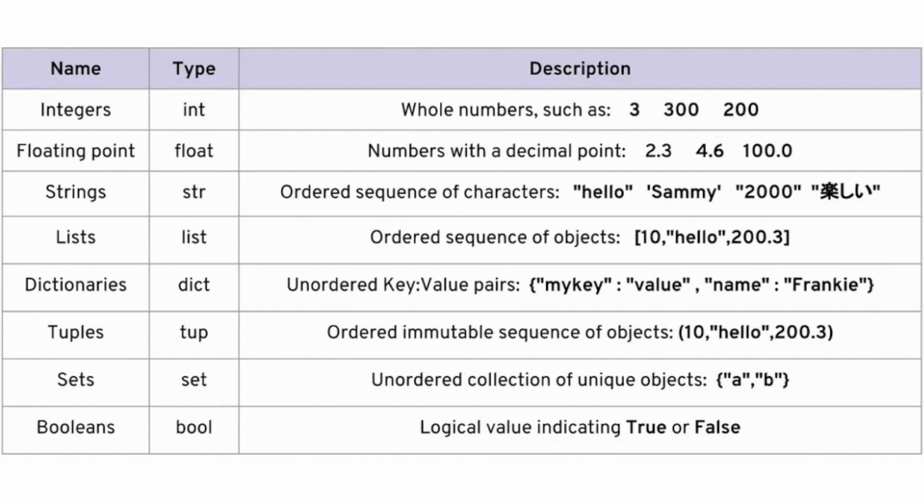Then you have your sets within Python, which is one type of data type, an unordered collection of unique objects. It could be anything, from A, B, and it is noted in curly braces. Last is your boolean, which is again a Python type, noted as bool, which is your logical value indicating true or false. So these are the different data types that you have in Python.